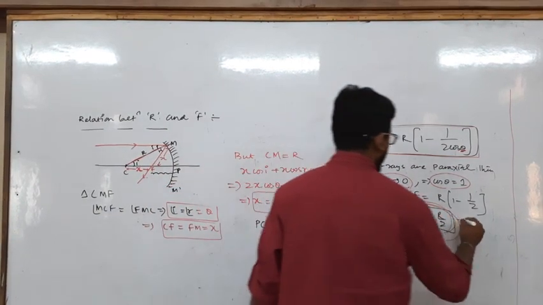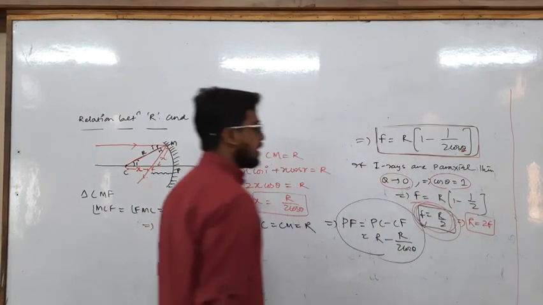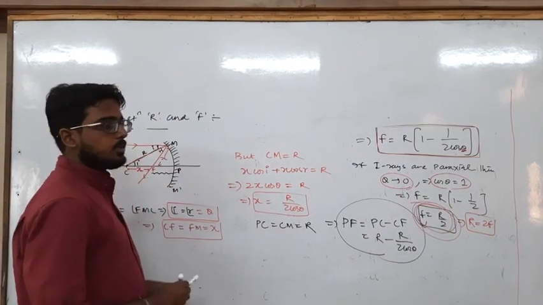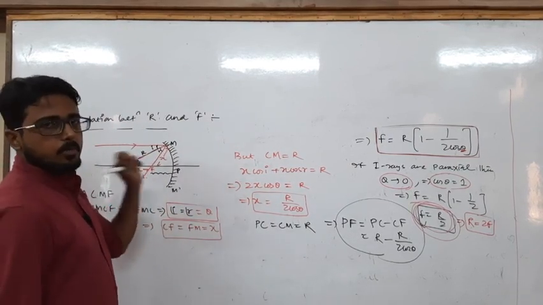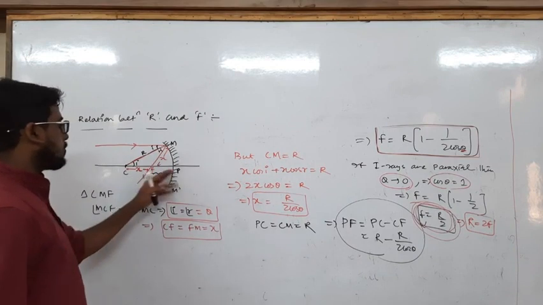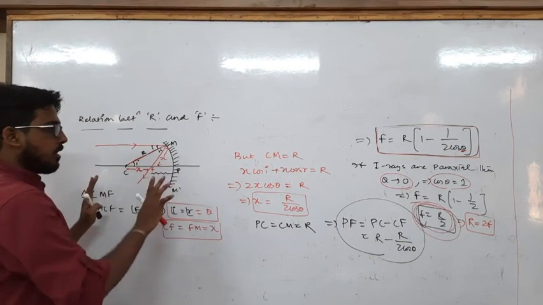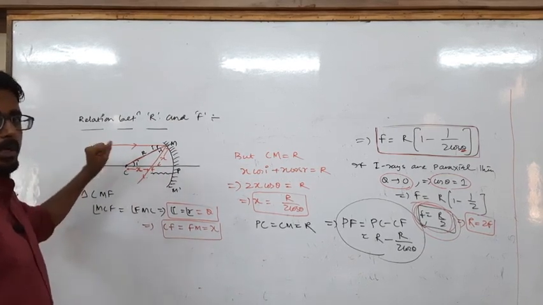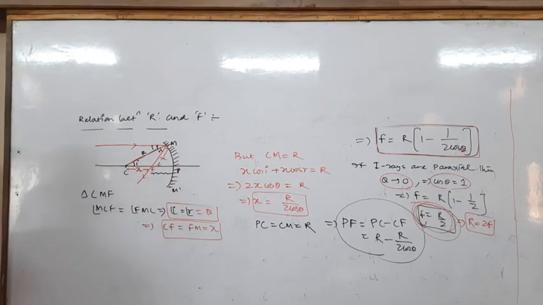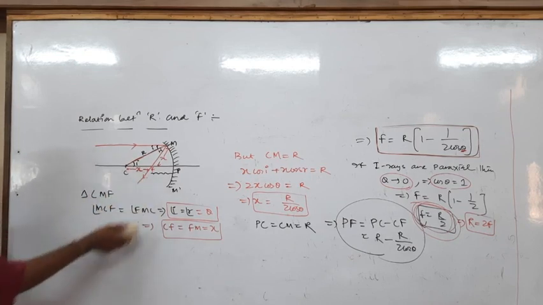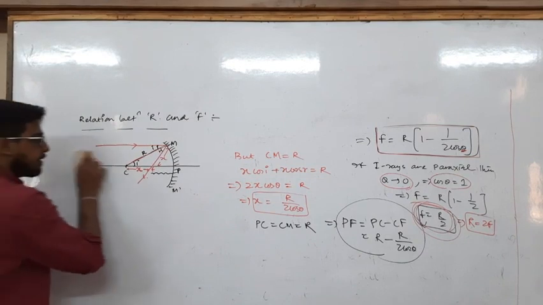So from this we get R equals how much? 2f. So the radius of curvature is 2 times the focal length, or the focal length is half of the radius of curvature. So the focus is the midpoint of the radius of curvature. Clear? So this is the relation between focal length and radius of curvature of a spherical mirror, and according to the sign convention you can determine whether the focal length is positive or negative. Okay.